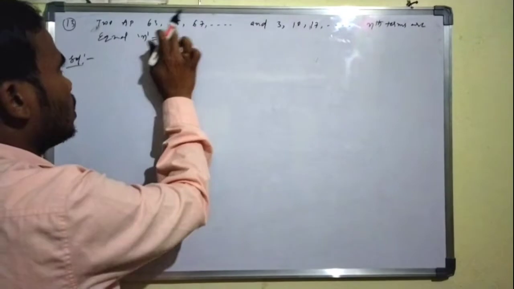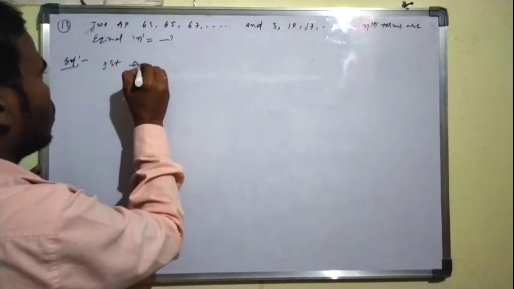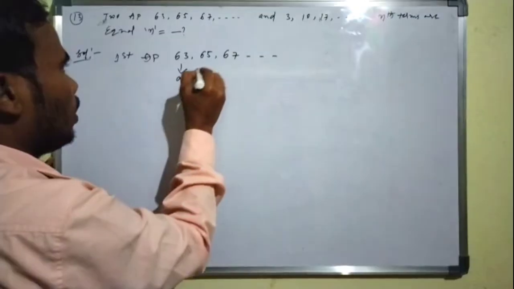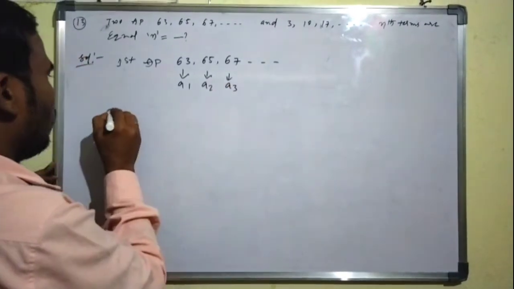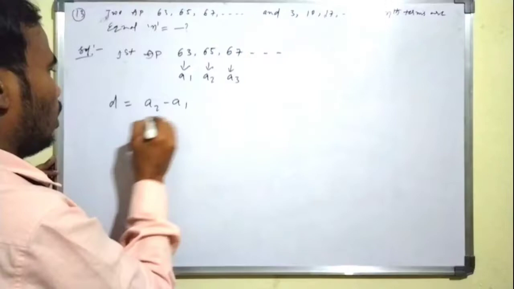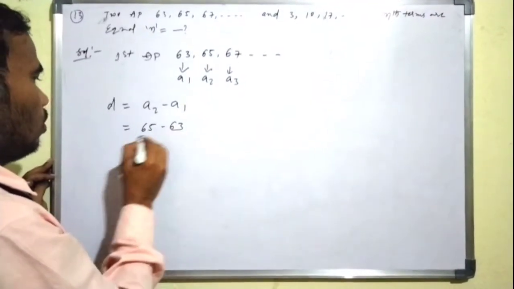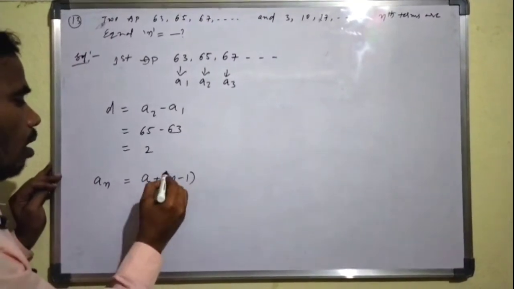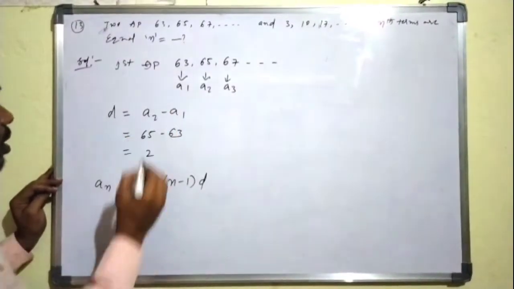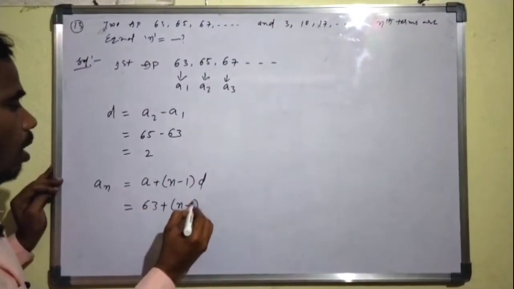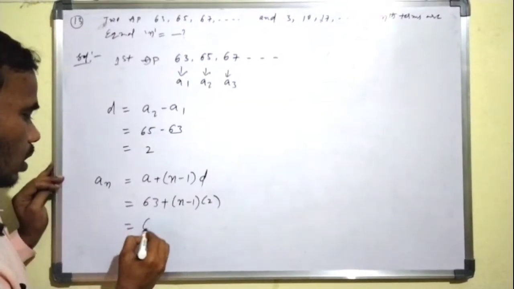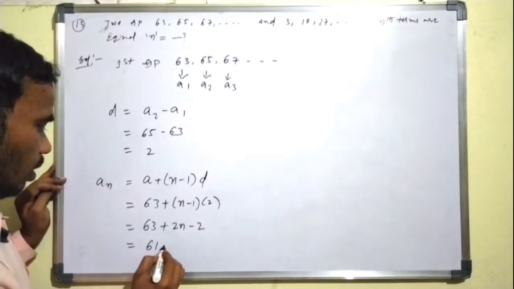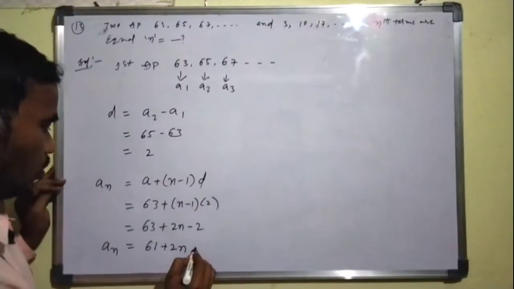So for the two arithmetic progressions, the first arithmetic progression is 63, 65, 67. This is a1, a2, a3. So the d value is a2 minus a1, that is 65 minus 63, which is equal to 2. So an is equal to a plus n minus 1 of d. Substitute: a is 63 plus n minus 1 of d, which is 2. So 63 plus 2n minus 2. So 63 minus 2 is 61 plus 2n. So this is the an. So this is equation 1.